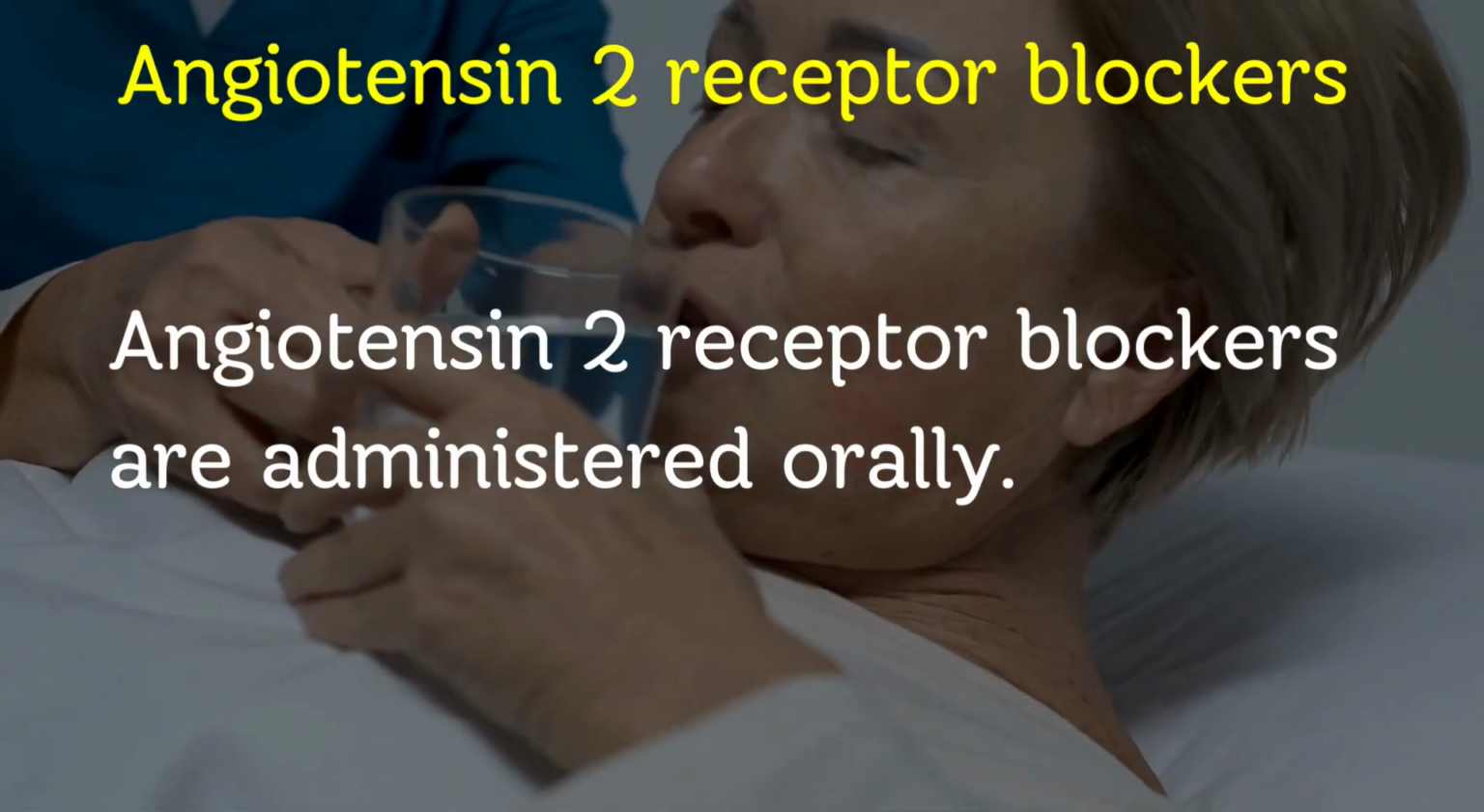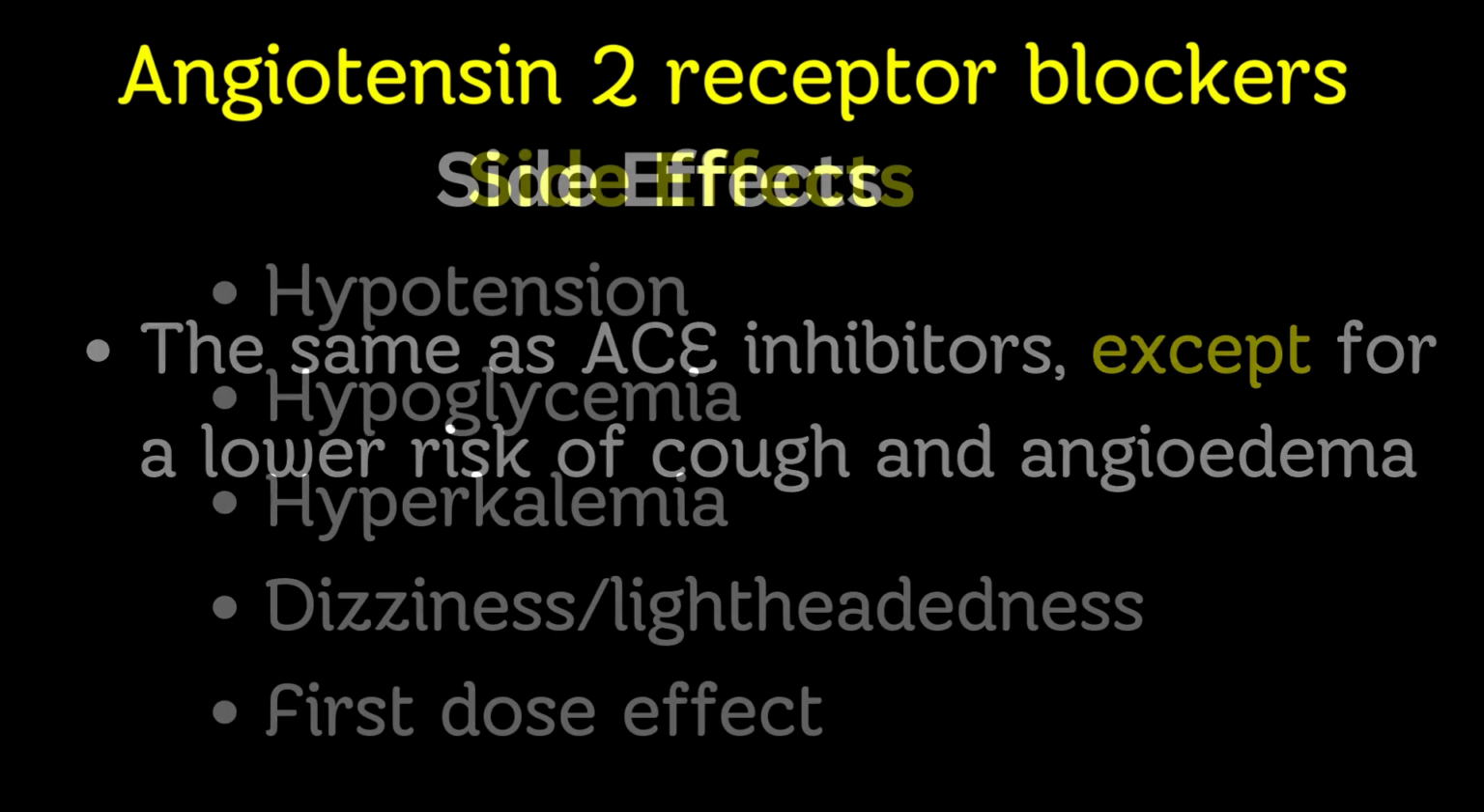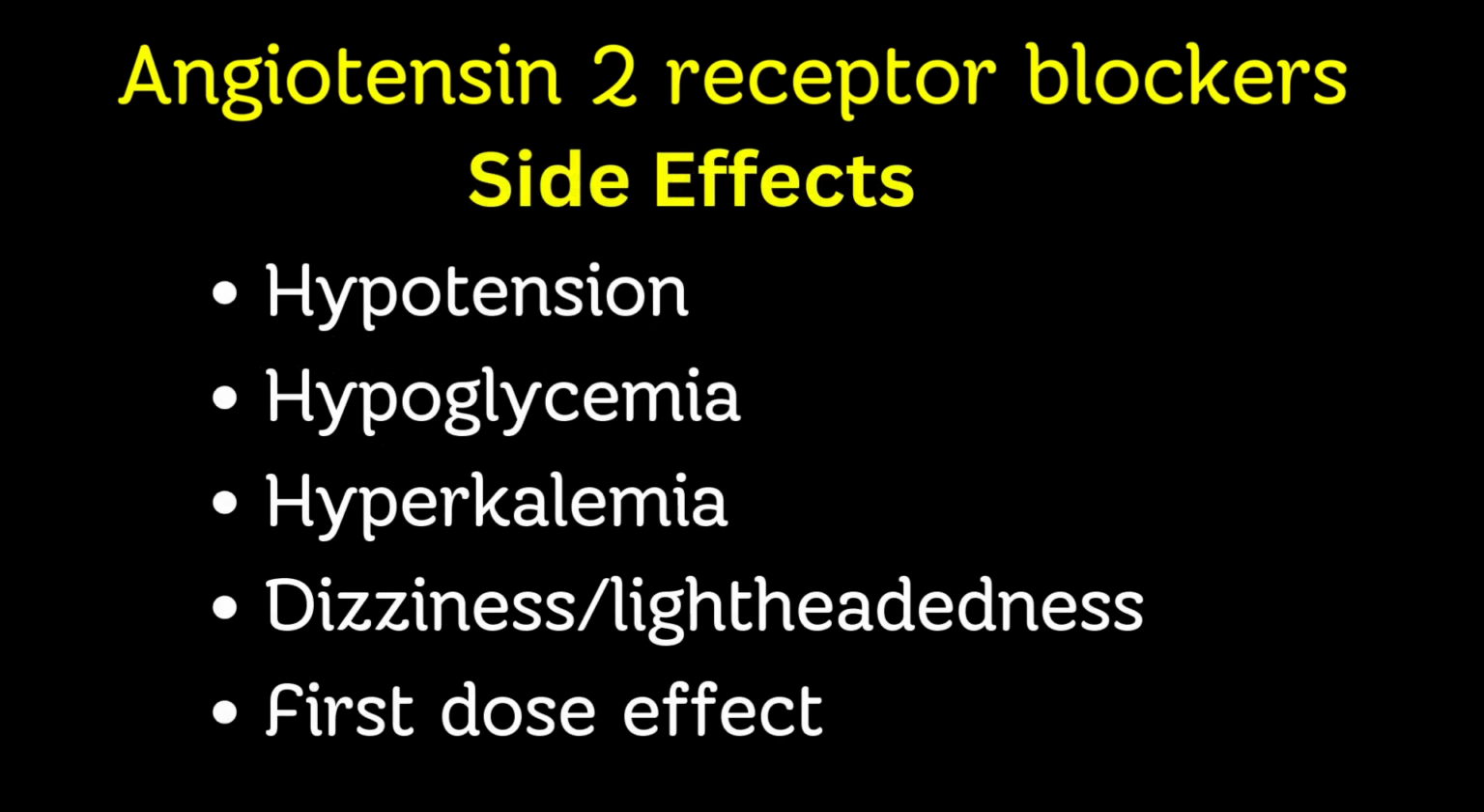The side effects of angiotensin II receptor blockers are the same as ACE inhibitors, except for a lower risk of cough and angioedema. Hypotension, hypoglycemia, hyperkalemia, dizziness or lightheadedness.